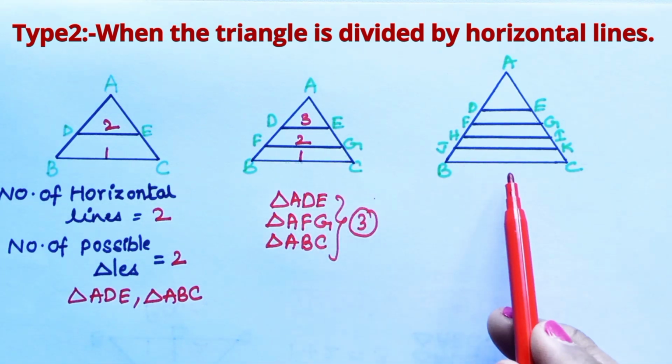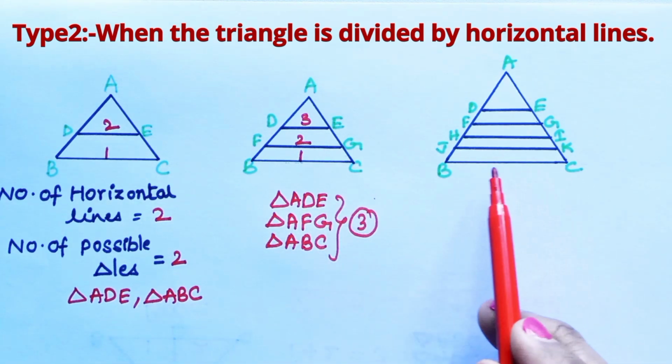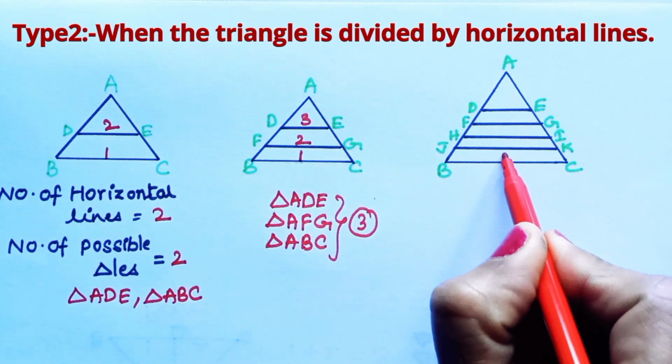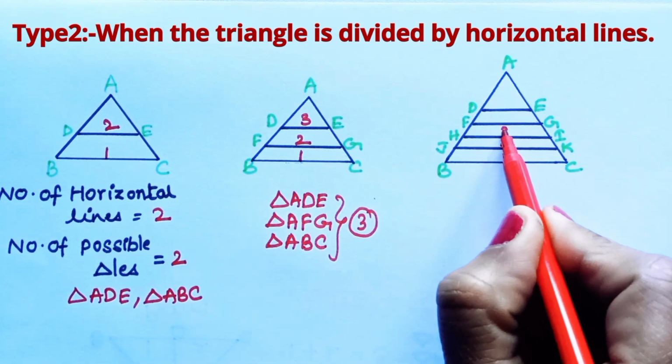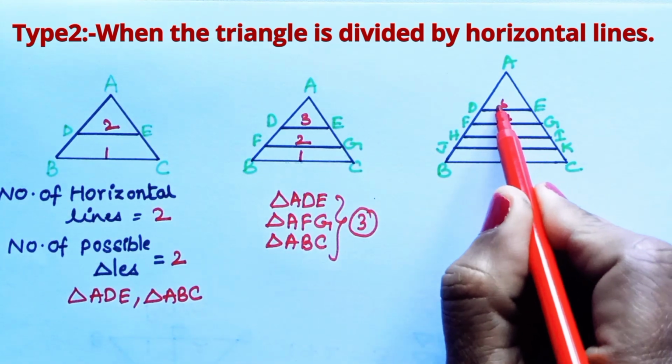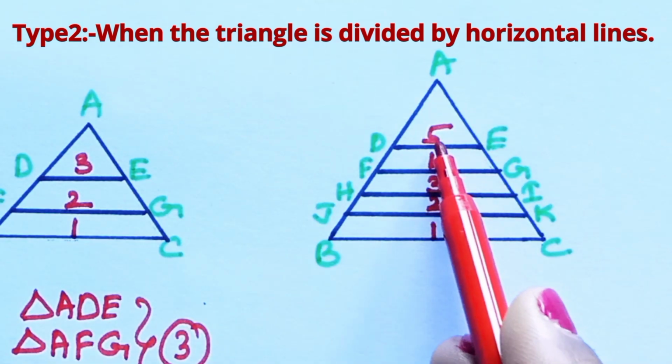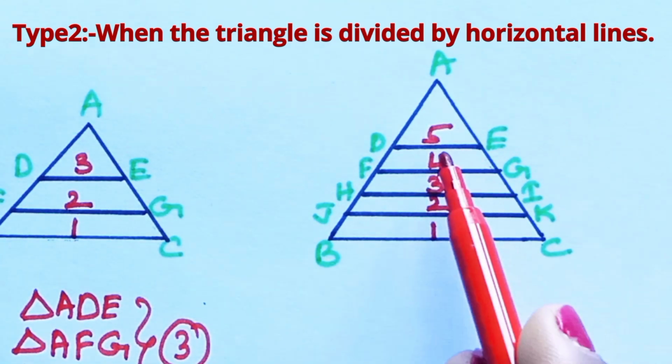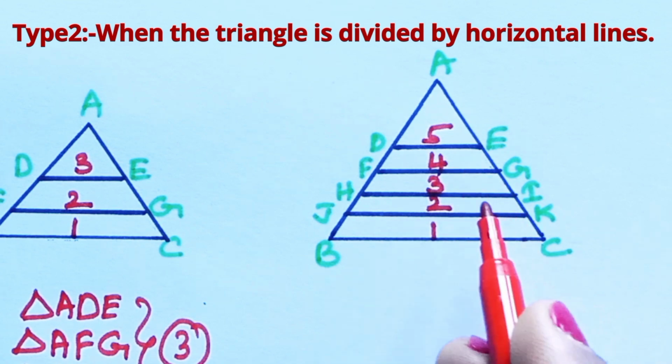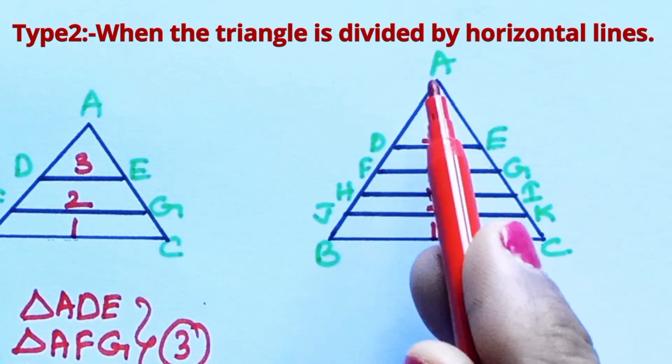Now let's move to the next triangle. In this triangle also we need to write how many horizontal lines are present in the given triangle. This will be equal to the number of possible triangles. So there are 5 horizontal lines. So there are 5 possible triangles present in the given figure. Now let us note all those possibilities.